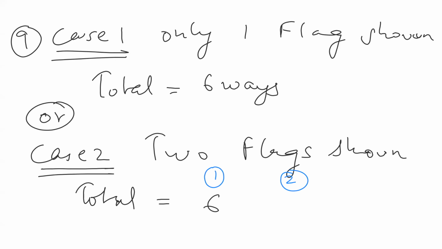Flag 1 can be shown in 6 ways, because there are 6 flags, and we are supposed to show 2 flags at a time. Flag 2 can be shown in 5 ways, because one flag is already utilized. The utilized flag cannot be used once again. So it will be 5 times.